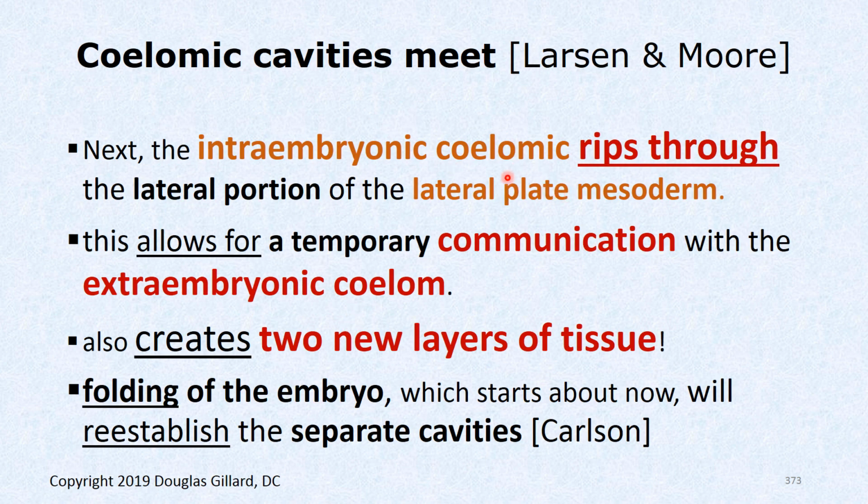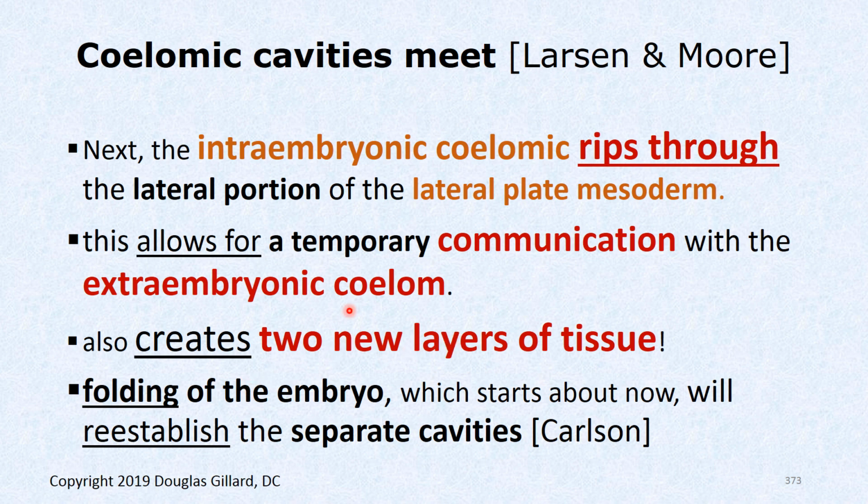Okay, so as I said before in the picture, the intraembryonic coelom rips its way through the lateral portion of the lateral plate, and now we have a temporary communication between the intraembryonic coelom and the extraembryonic coelom, a.k.a. the chorionic cavity. More important than that, we've just created two new layers. That is really important, so we're going to expand on that.